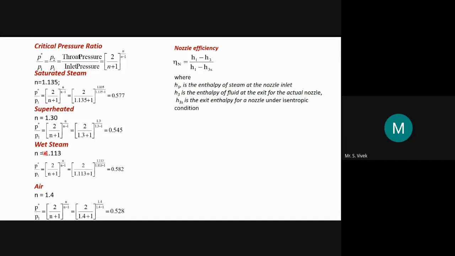For wet steam, n is equal to 1.133. Critical pressure ratio is 0.582. Similarly, for air, 1.4 and 0.528, and this is the nozzle efficiency formula.